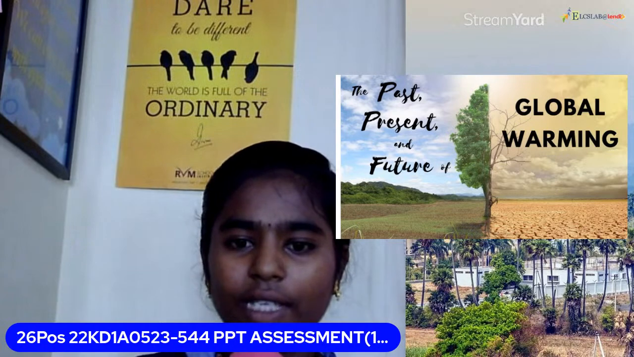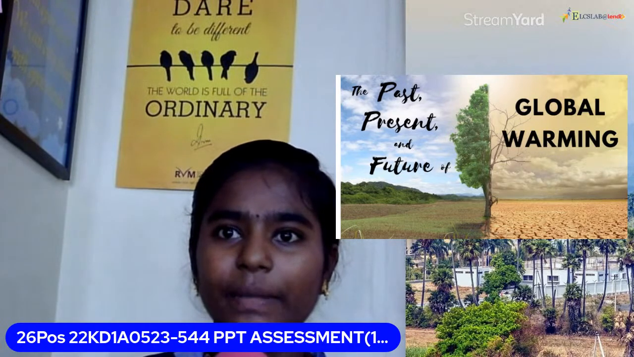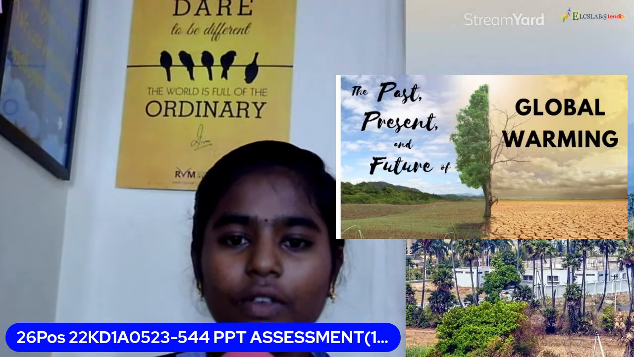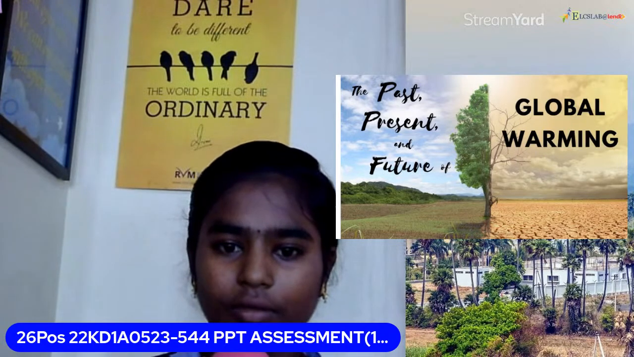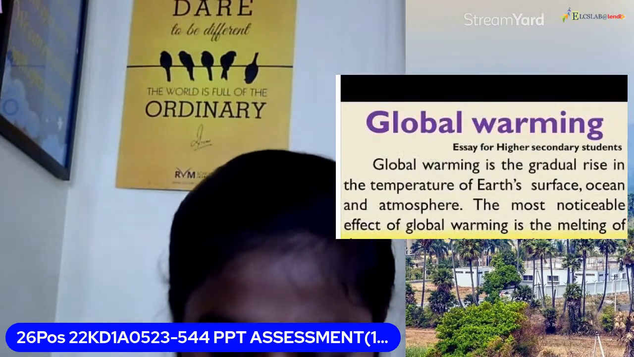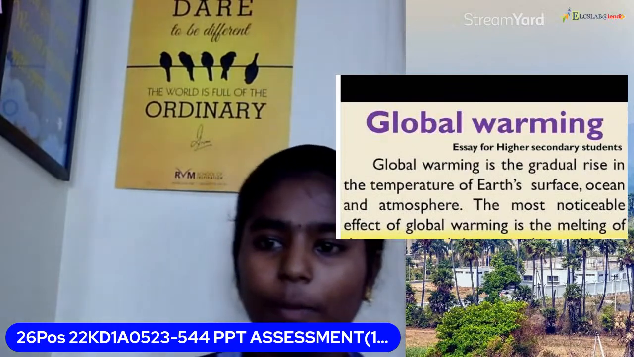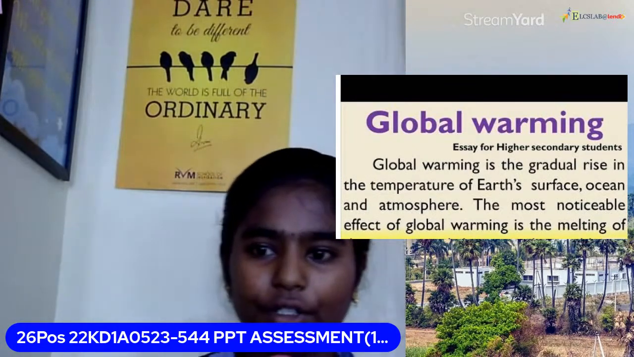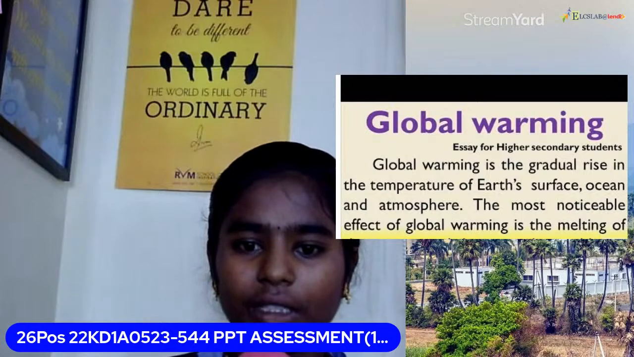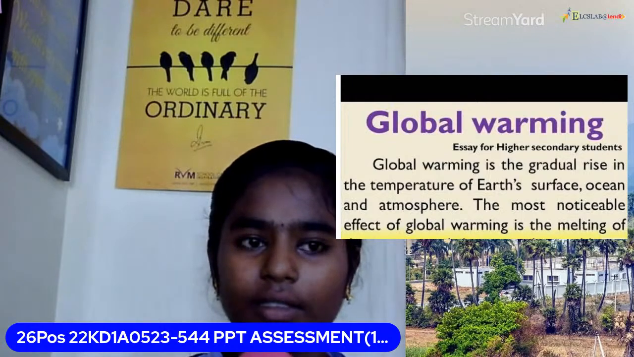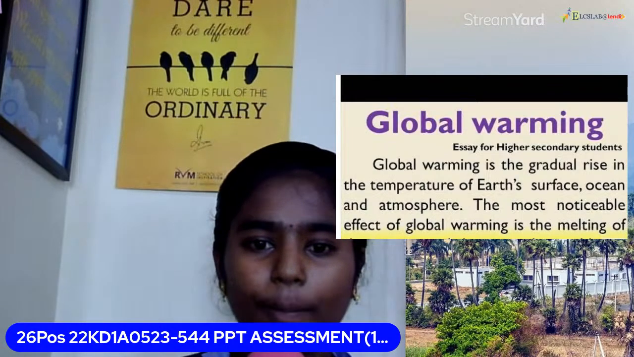First of all, greenhouse gases. Greenhouse gases are mainly methane and CO2, which are emitted by the global warming is the gradual rise in the temperature of Earth's surface, and its main factors are pollution, emission of greenhouse gases and industrialization. So we have to reduce them.